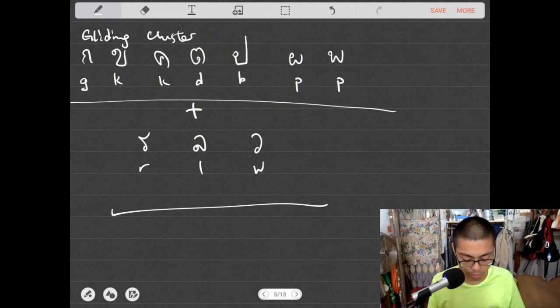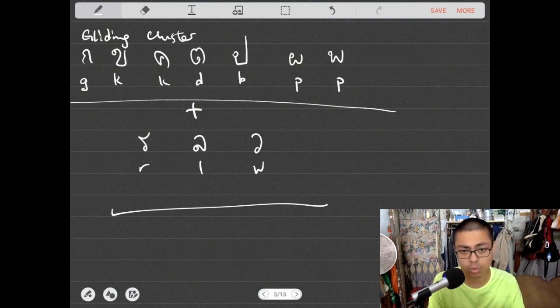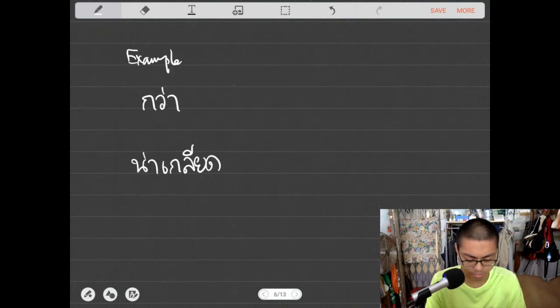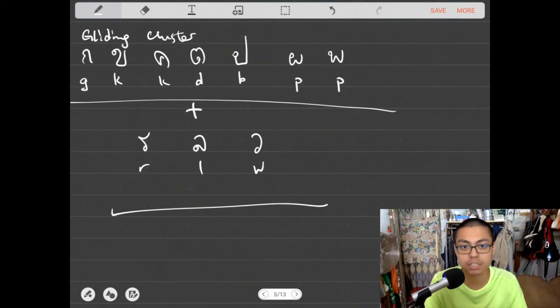So for the second word, we have the ล, ร, and ว: L, R, W. We pick one of them in each row, and we have a combination of the gliding cluster. That's the theory. In real life, it may be different, because once I introduce a couple more categories, like the second one, the third one, the fourth one, then you will have some questions, and I'll talk about that at the end of this episode.